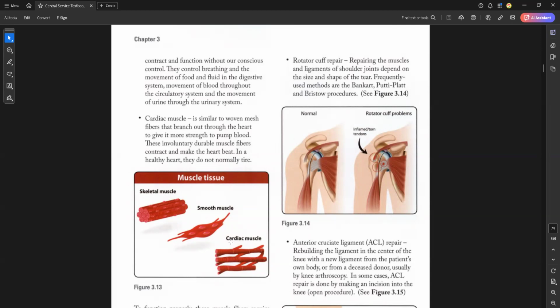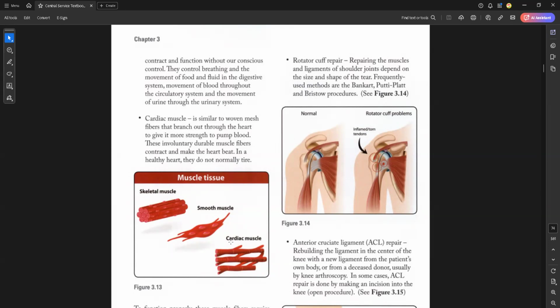we have normal and then we have rotator cuff problems. The way it is normal, the way it is, and the one with the problem, they drew some arrows, some circles, to let you know that there are problems with that area.